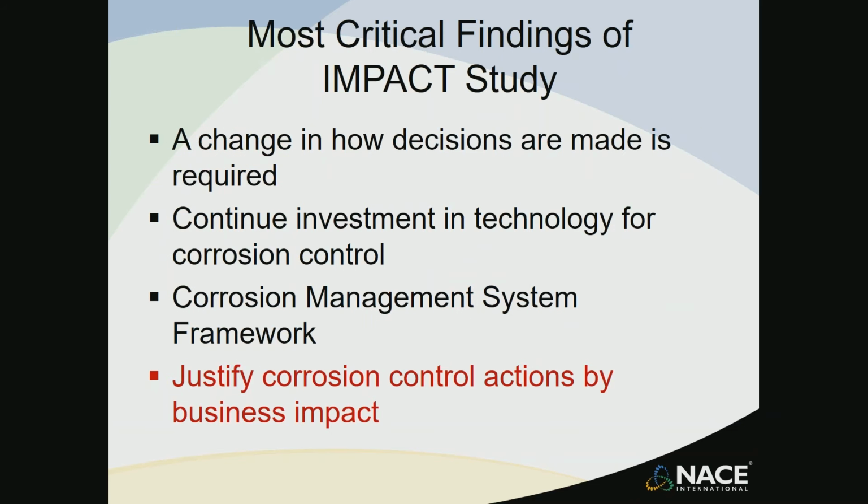The most critical finding of the impact study is that while it is important to continue investment in technology and systems for corrosion control, putting that technology into an organizational management system context and justifying corrosion control actions by business impact is essential. That was the number one finding of the study. This can be accomplished by employing a corrosion management system that is understood and supported at every level of an organization.